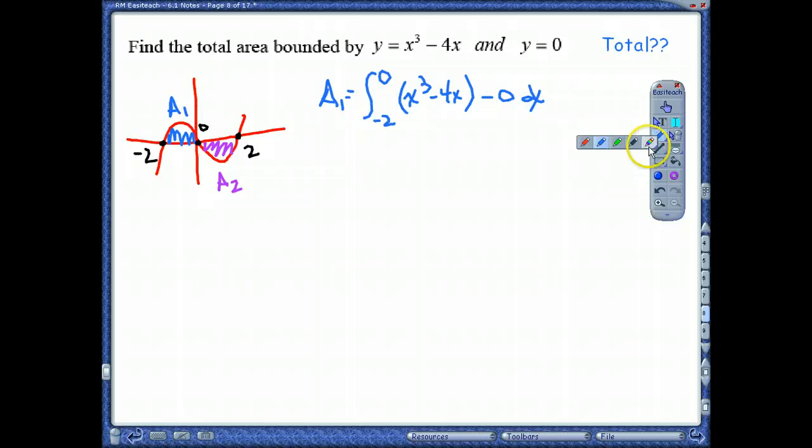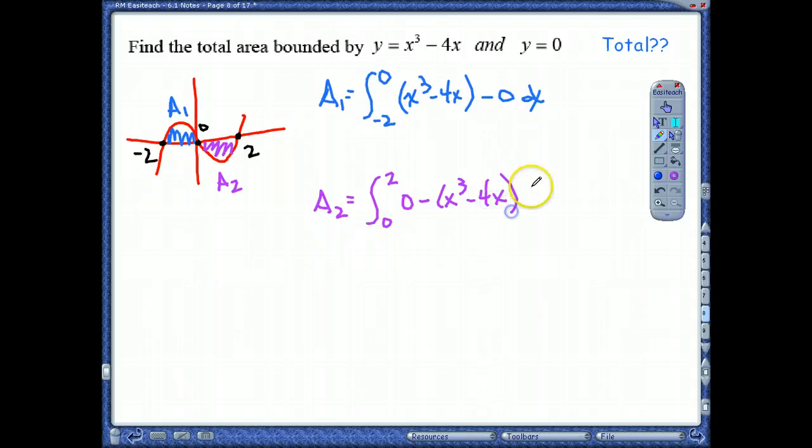Then I'm going to go ahead and set up the area 2. This is going from 0 to +2. This time the 0 is on top, that line y equals 0, and then I have this guy. If you don't want to use the parentheses, then go ahead and distribute that on your own.